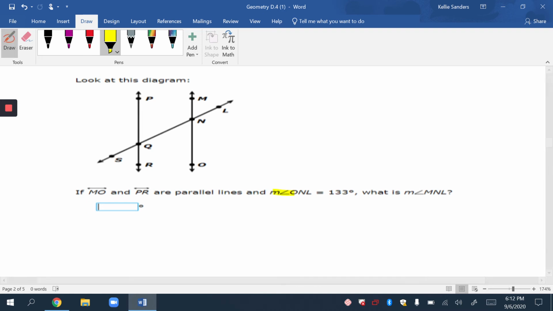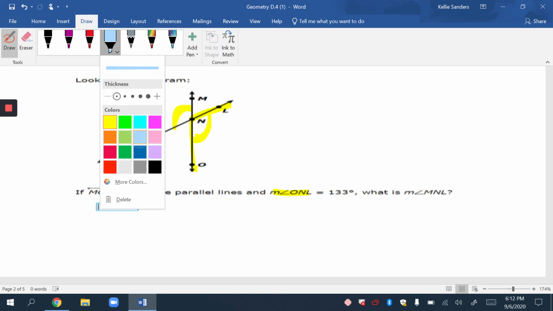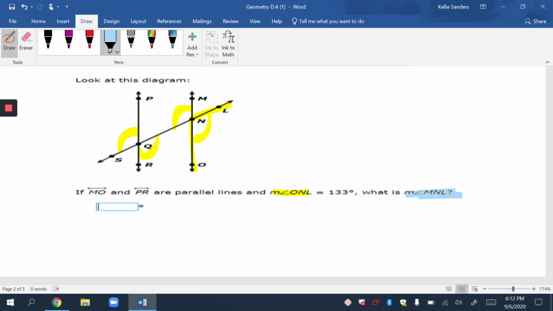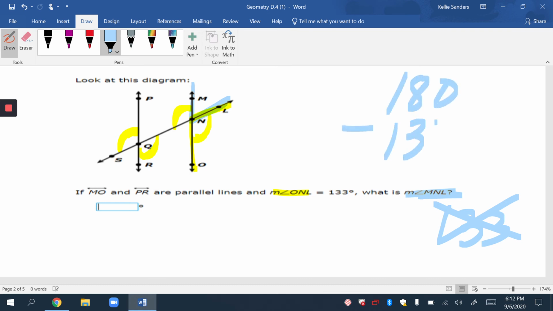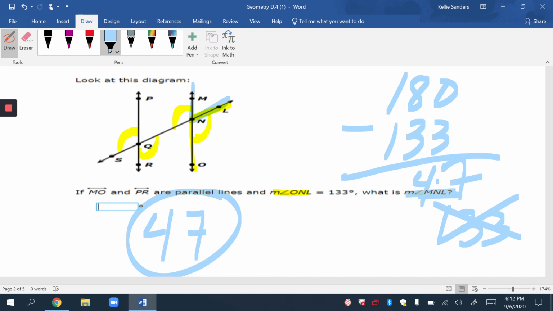ONL, from O to N to L, is this one. So it's this one, and this one, and this one. MNL is not one of the ones that I just marked. So MNL is not 133. It would be the supplement of 133. So you would subtract and get 47 as your answer.